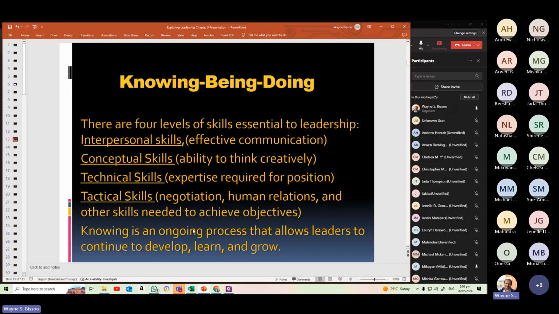So there are four different skills that you require as a leader: interpersonal skills, conceptual skills, technical skills, and tactical skills. What we're talking about so far is technical skills. This is the expertise required to hold the position that you're taking. That's an easy skill because that's really about qualifications and certification. The others are a little more critical. Interpersonal skills really speak to your capacity for effective communication. And we know already how difficult that can be, especially if you're unwilling to listen to people effectively. So that's a skill by itself that has to be developed.